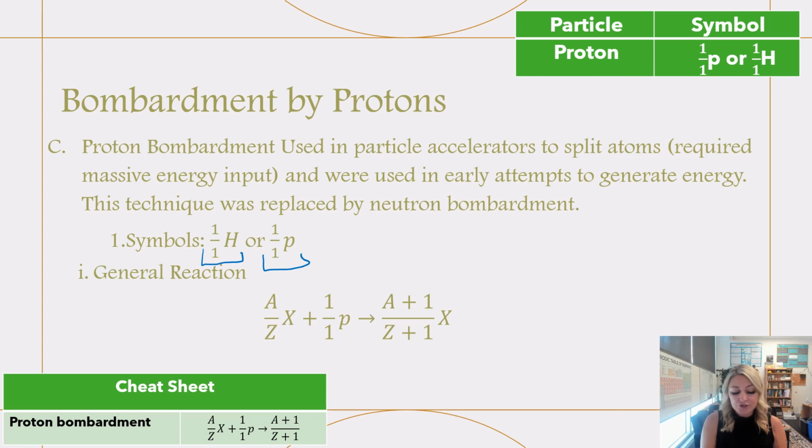The general reaction: we start with an element, and we bombard it with a proton. Because we're adding a proton, your atomic number increases by 1, and therefore your mass also increases by 1, because you are absorbing that proton into that element.